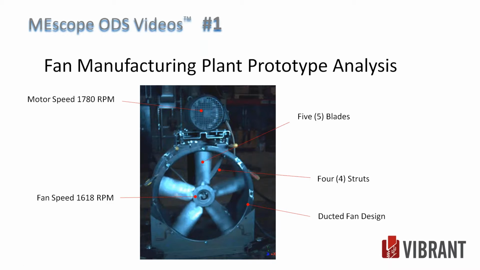Okay, this is number 1. This is really interesting, and it was hard to put my finger on what was going on. This is a fan manufacturing plant close to me. They had a prototype fan. This is a belt-driven 1800 RPM motor, and the fan is driven at 16, 18 RPM. Fan has 5 blades. Interesting, there's 4 struts on the other side. So the bearing housing is supported by these 4 struts, and it has 5 blades.